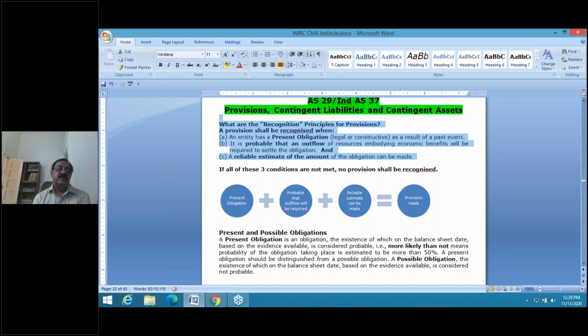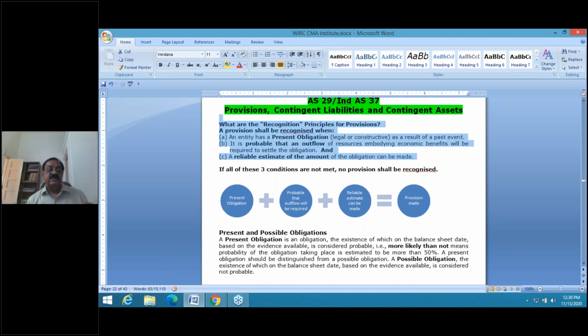Secondly, it is probable that an outflow of resources embodying economic benefits will be required to settle the obligation. Here they have not used the word cash; they use resources embodying economic benefits. A wider term is used. That means in future, whenever you execute this liability, there will be an outflow of economic resources. And third, a reliable estimate of the amount of the obligation can be made.